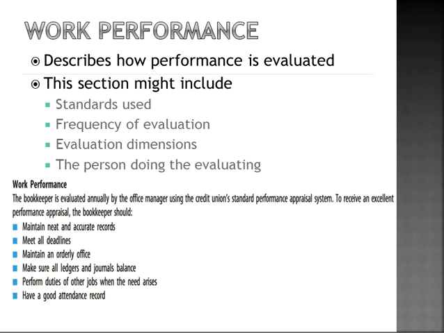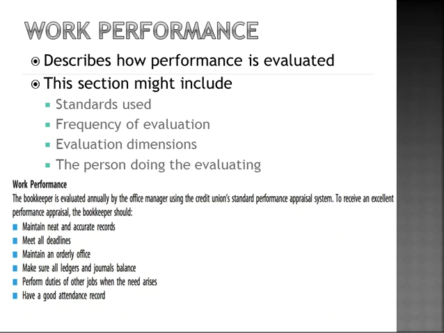Work performance describes how performance is evaluated. This section might include such things as standards used, the frequency of evaluation, the evaluation dimensions themselves, and the person doing the evaluation. Let's look at the example for the bookkeeper for work performance. The bookkeeper is evaluated annually, every year, by the office manager using the credit union's standard performance appraisal system. Having a standard system of appraisal is good.